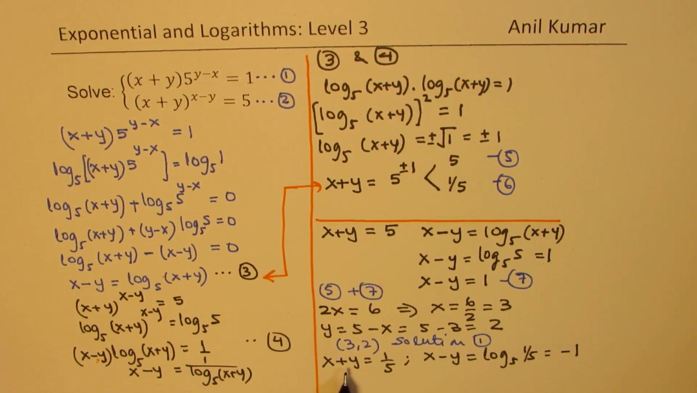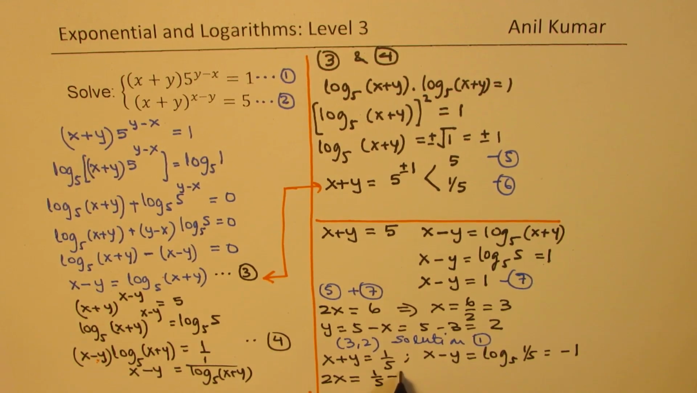And here we have x plus y as 1 over 5. So if I add them again, what do I get? I get 2x equals 1 over 5 minus 1, which is 1 minus 5 over 5, that is minus 4 over 5, correct? So that gives you the value of x as half of this, or minus 2 over 5. So the value of x is minus 2 over 5.